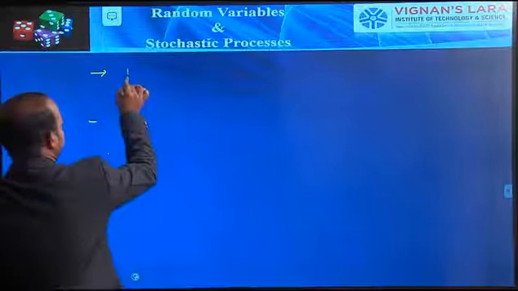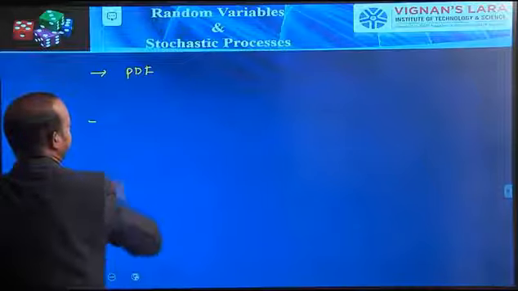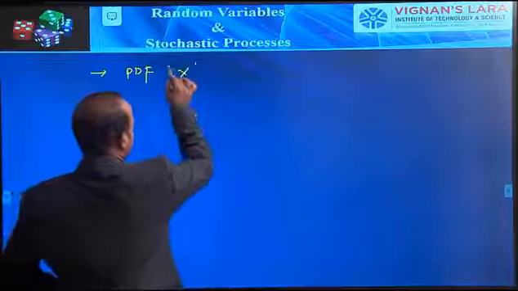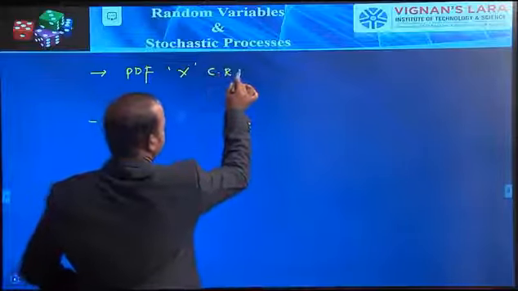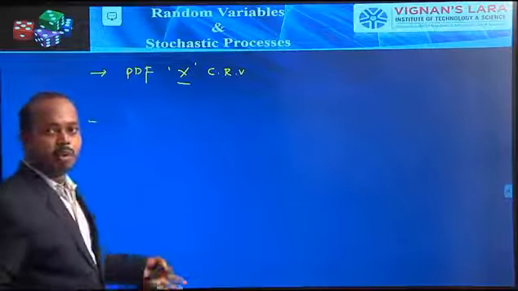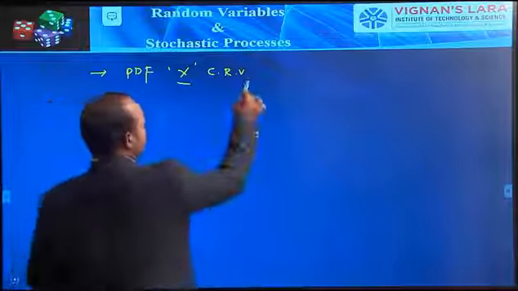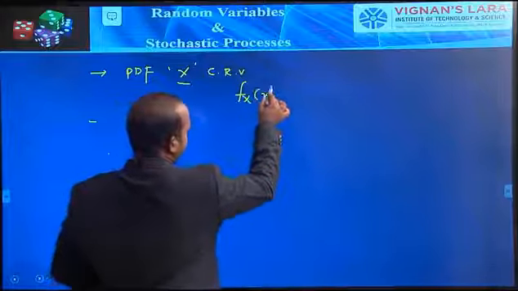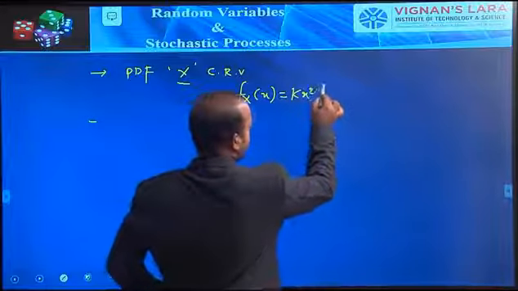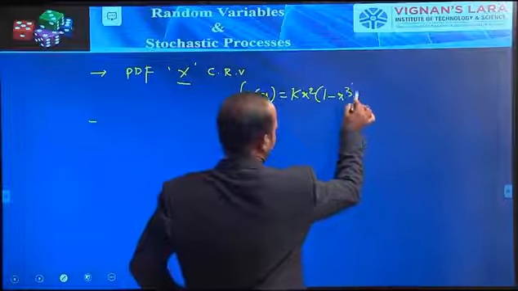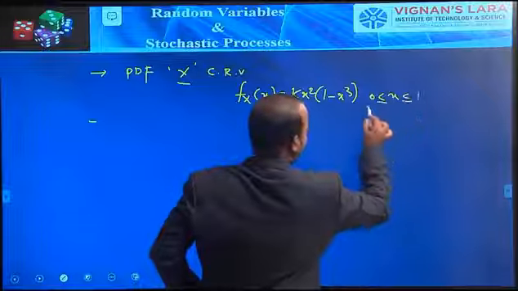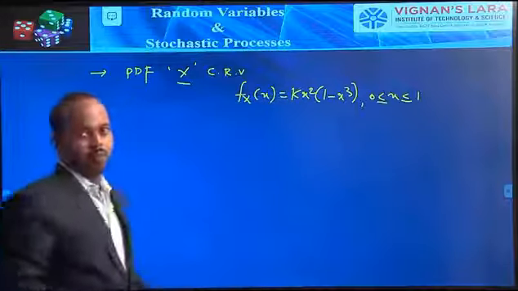Given the probability density function for a continuous random variable X. Here the capital X is a continuous random variable, and the probability density function is fx of x equal to k into x square into (1 minus x cube), where x varies between 0 and 1. Find the k value.